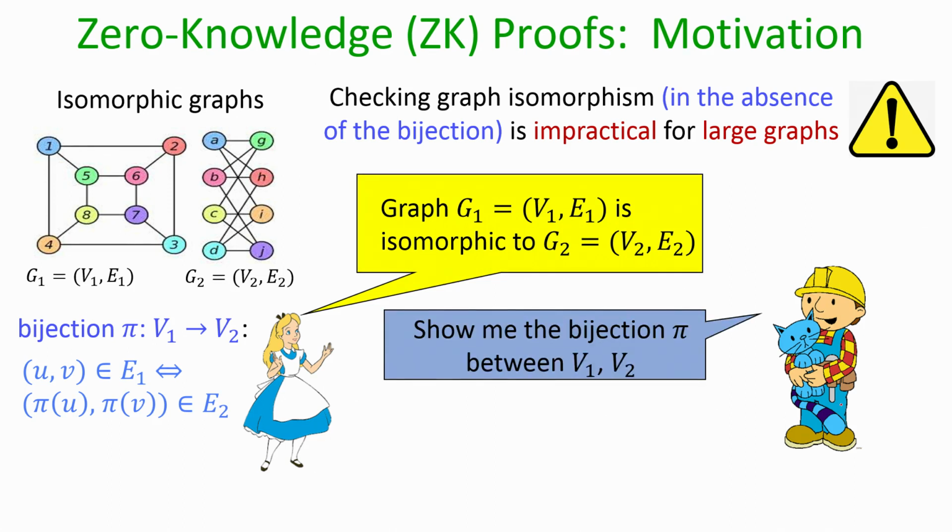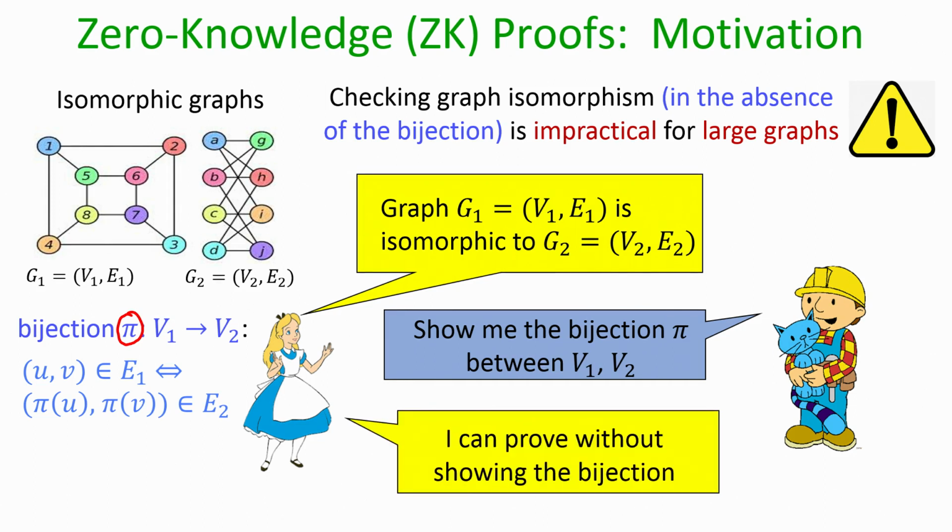One way for Bob to verify the statement of Alice is to ask Alice: please give me your witness, namely the bijection pi. If you give me the bijection pi, then I can verify whether indeed for every edge in the first graph the corresponding mapped vertices also constitute an edge in the second graph, and so on. But that will be a proof in clear. What a zero knowledge protocol will allow Alice to do is convince Bob that indeed these two graphs are isomorphic without actually showing the witness, namely the bijection pi.